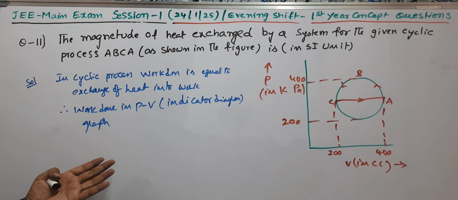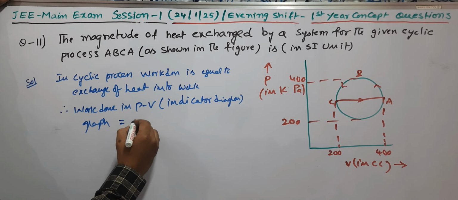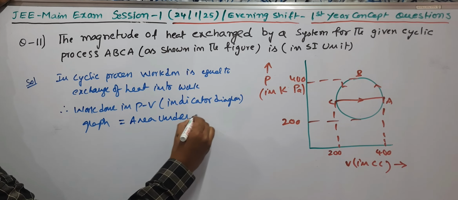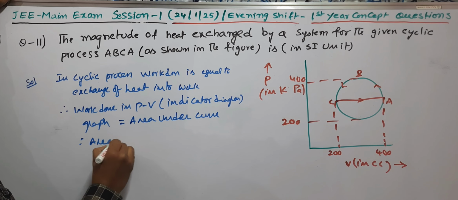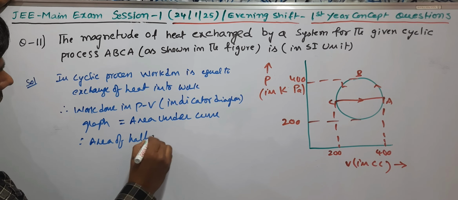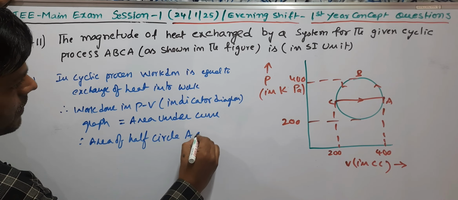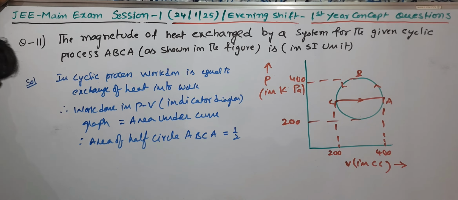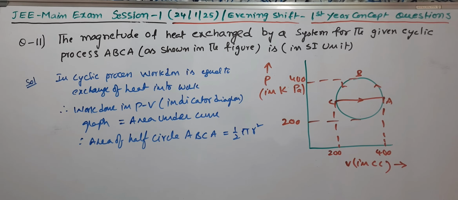Work done by the gas. In a PV graph, work done is equal to the area under the curve. Therefore, the area of the half circle A, B, C, A is equal to 1 by 2 pi r square.